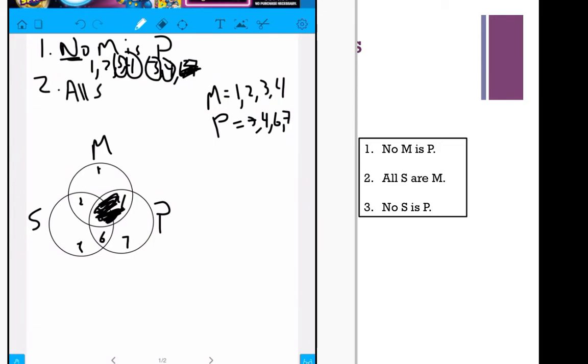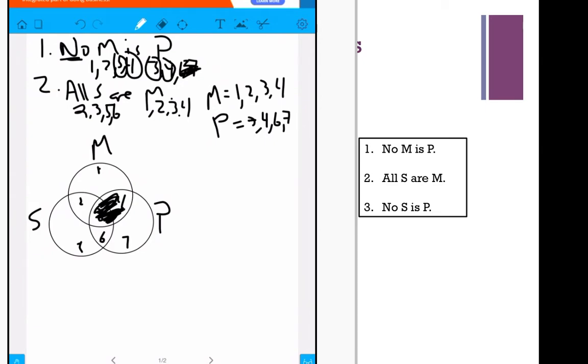All S are M. And S is equal to region 2, 3, 5, and 6. So we'll write that right here, 2, 3, 5, and 6. And then M, as we've already said, is 1, 2, 3, and 4. All right? And then we locate the regions of overlap, which is going to be 2 and 3. And then we can scribble these out. We don't care about those. And we're saying that all the S are in 2 and 3. So they're all hypothetically in 2 and 3.